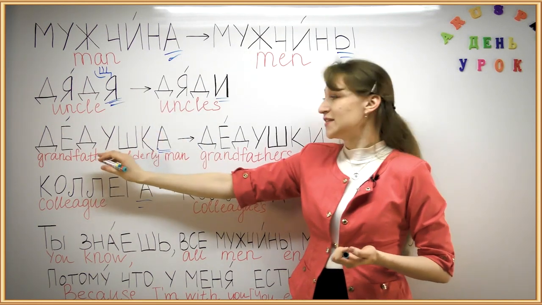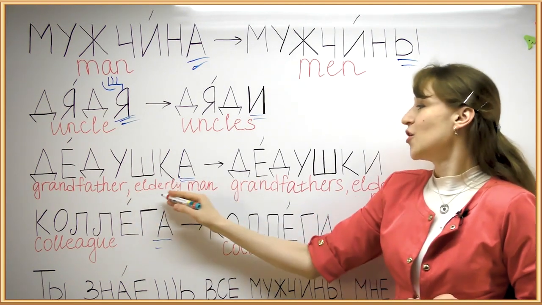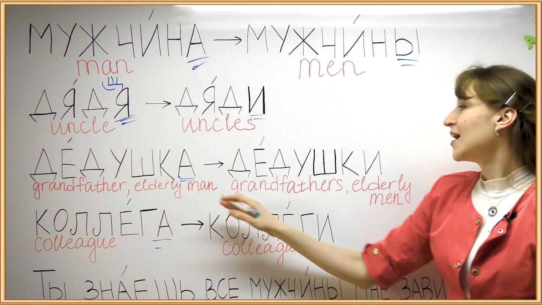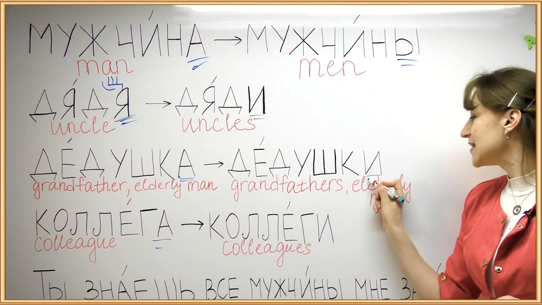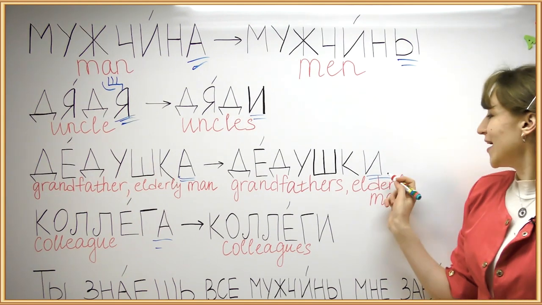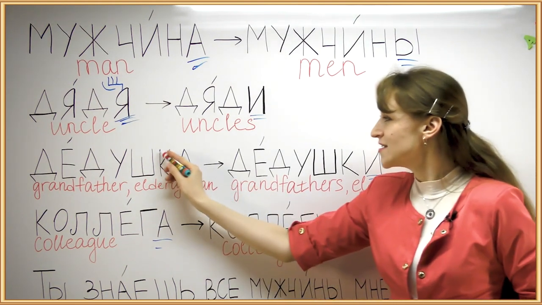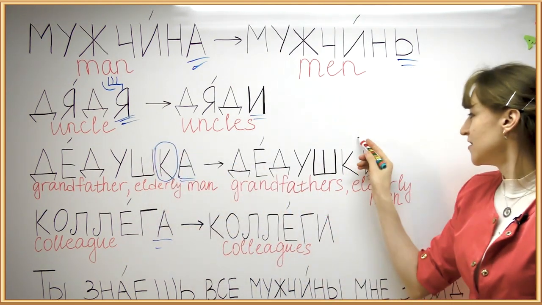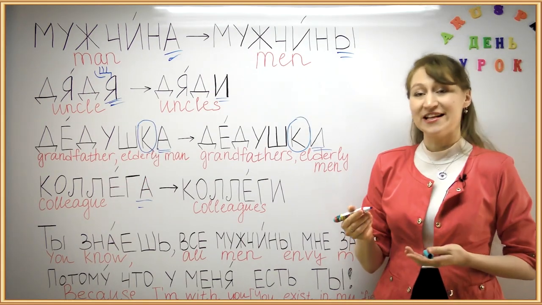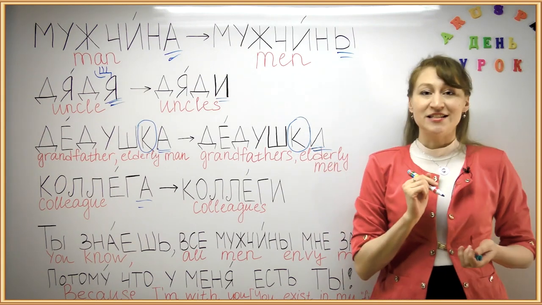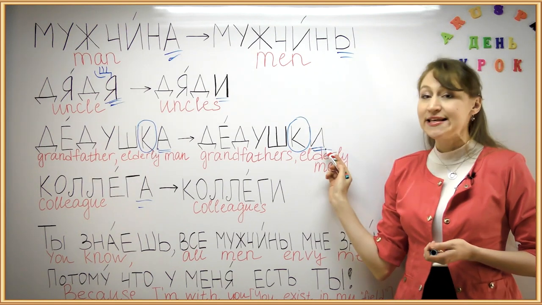Okay, next word. Дедушка. Дедушка. Grandfather or an elderly man. And the plural form will be дедушки. Why is that? Why is it not ы? I hope you have the answer to that, because of this letter, the letter к. As we know, according to our seven-letter rule, к does not tolerate ы, so it will always take и after that.